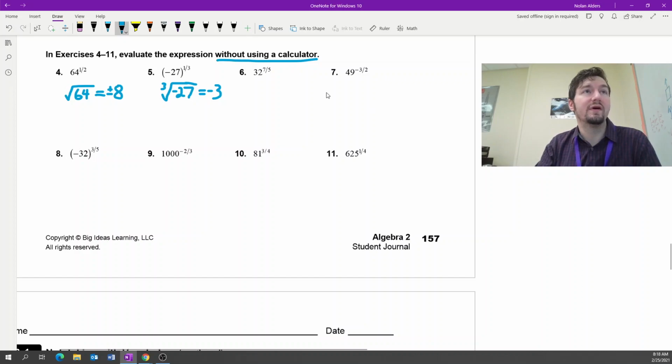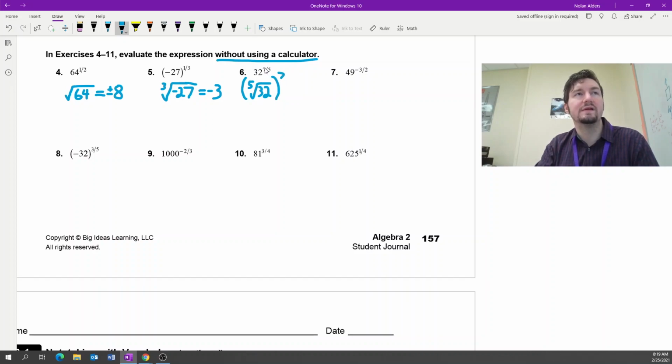But realize that with all of these problems, on a calculator, I could type in the base 32, press the exponent button on a TI-83 or a TI-84, and then in parentheses, put in this exponent, 7/5, and it would give me the answer. But let's look at this one. This one has a 5 in the denominator, and then a 7 here. So we would take the 5th root, so whatever's in the denominator goes right here, the 5th root of 32, and whatever that is, we're going to raise that to the 7th power.